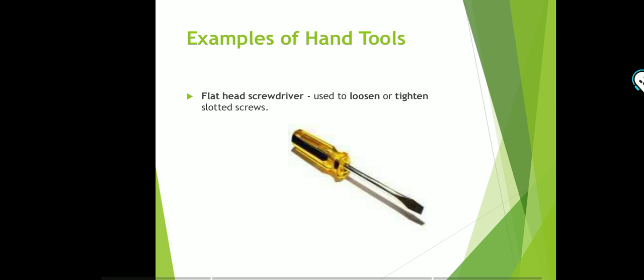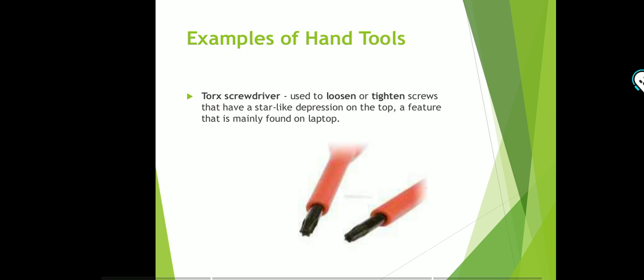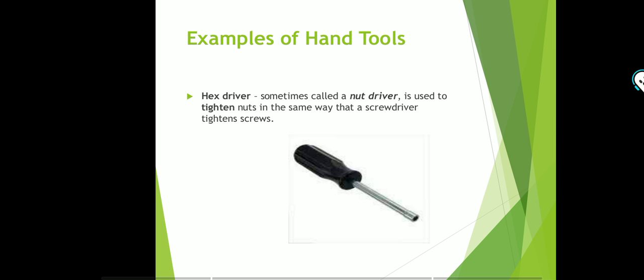Examples of hand tools. Flathead screwdriver, used to loosen or tighten slotted screws. Phillips head screwdriver, used to loosen or tighten crosshead screws. Torx screwdriver, used to loosen or tighten screws that have a star-like depression on the top, a feature that is mainly found on laptops. Hex driver, sometimes called a nut driver, is used to tighten nuts in the same way that a screwdriver tightens screws.